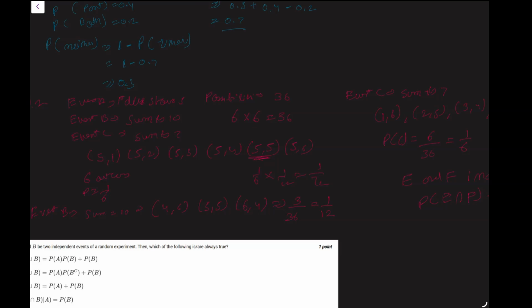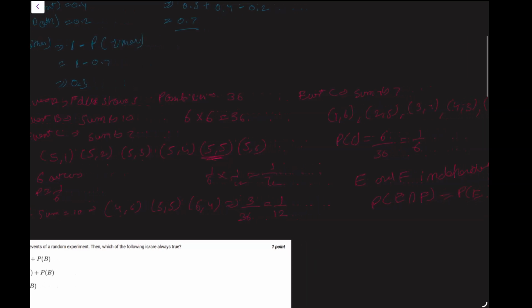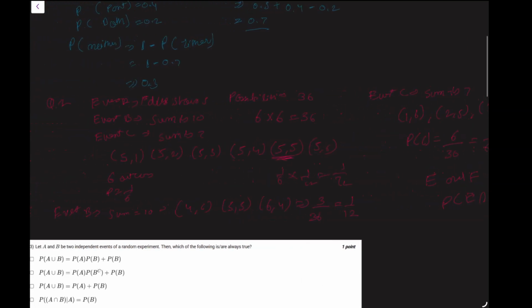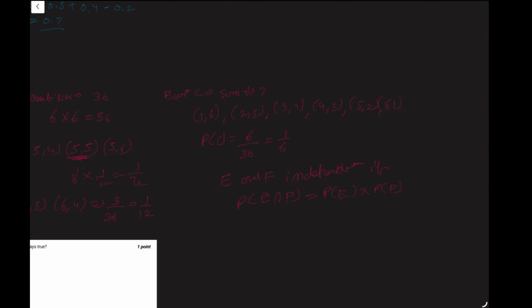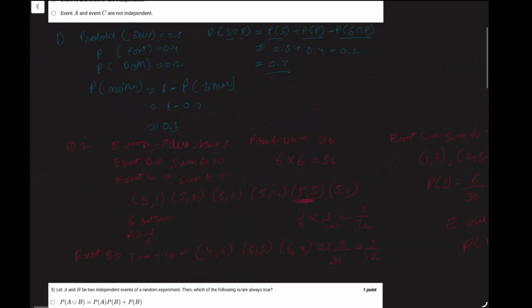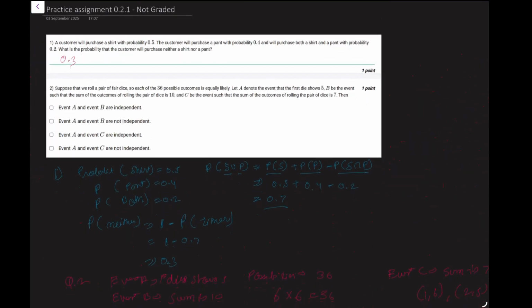Okay. Second is pair A and C. Pair A and C is independent. Why? Because event A has a probability of 1 over 6, and event C has a probability of 1 over 6 as well. So when you multiply both, you get 1 over 36, which is the same as the original. Okay, and that's why this pair is independent. So we get only one answer.